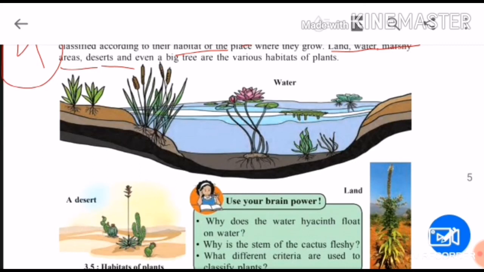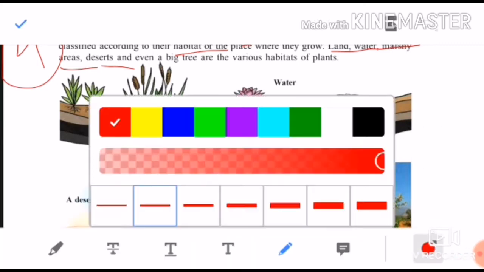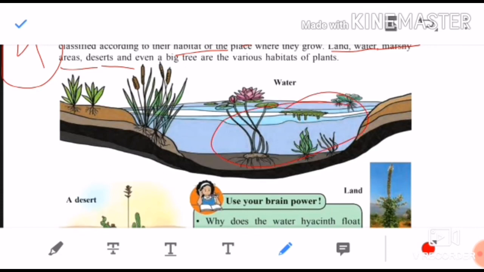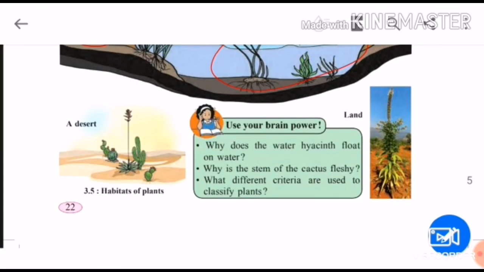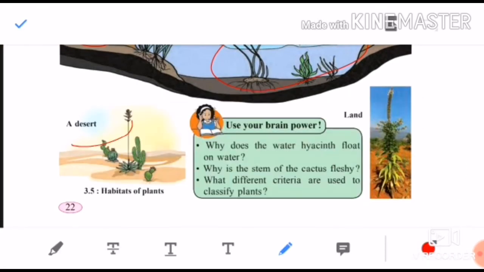In water, these are the plants grown. Some plants grow inside water. Some plants grow on land. Some plants grow on stone also. Yes or no? Then some plants grow in the desert. Can you see here? Desert is the habitat. Aloe vera, cactus. So these are the places where they grow. So the fourth type of classification is based on the habitat where they grow.